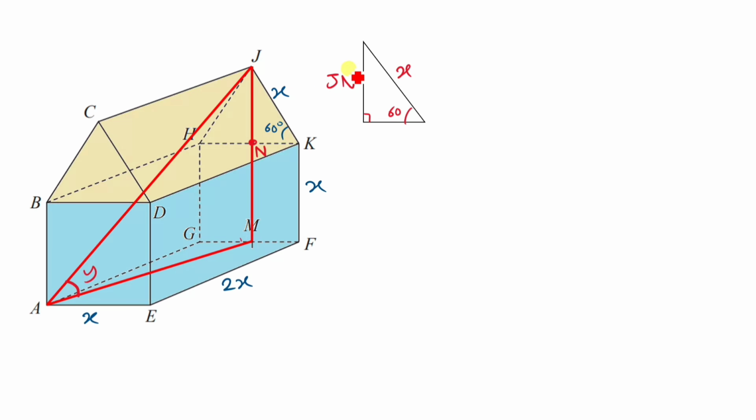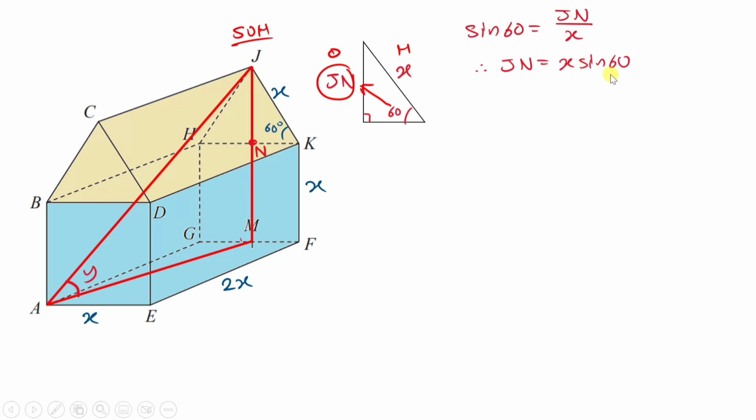Immediately we can see that JN, which is opposite the 60, is the opposite. The long diagonal side is the hypotenuse, so we put H at the top. Therefore, we're going to use sine, as in SOH of SOHCAHTOA. So sine of the angle 60 equals the opposite JN over x. Now just multiply x across to make JN the subject, and you get x times sine 60. Pop sine 60 into your calculator and you get root 3 over 2 x, because remember, you still have x. All your answers here are going to be in terms of x.